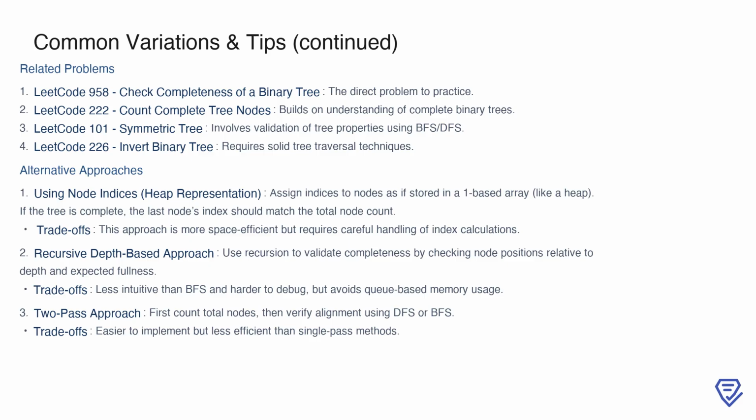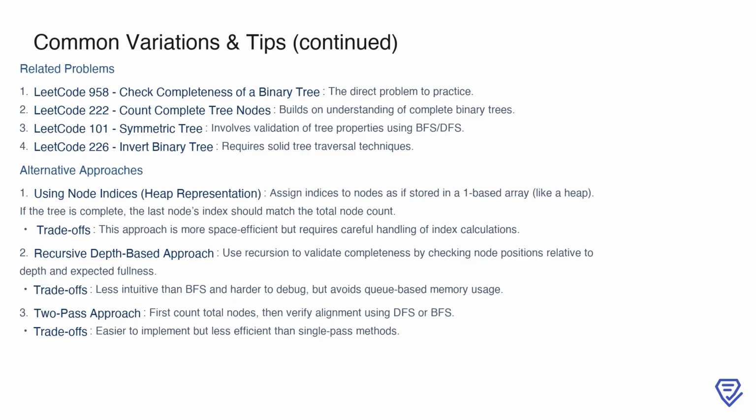To deepen your understanding, there are several related problems worth exploring. LeetCode 958, the problem we're discussing, is the foundational exercise for checking completeness. LeetCode 222, which focuses on counting complete tree nodes, builds upon this understanding. Problems like LeetCode 101, the symmetric tree, and LeetCode 226, the invert binary tree, also emphasize tree traversal techniques that are highly relevant. Additionally, there are alternative approaches to solving completeness problems.